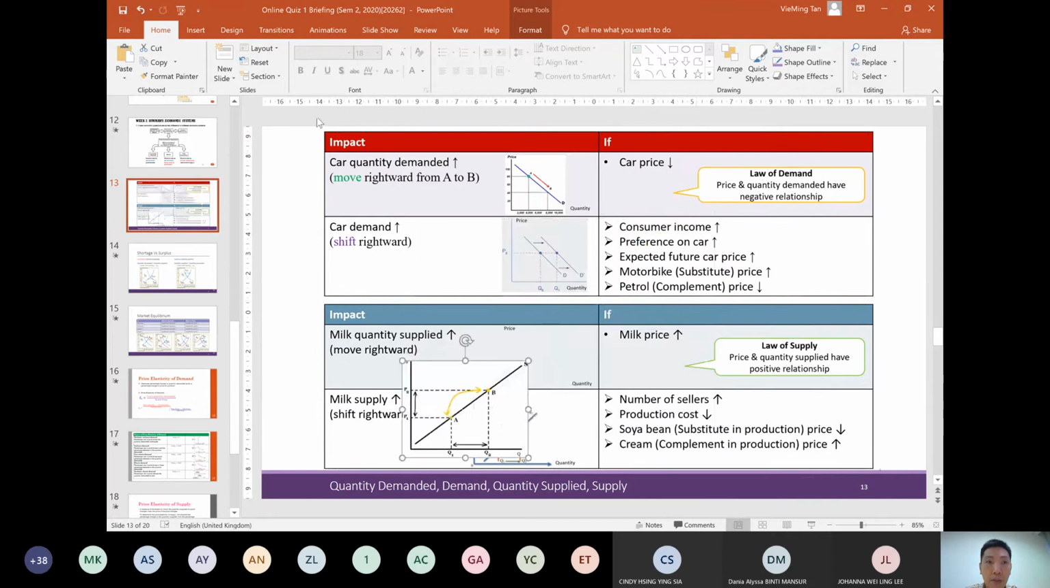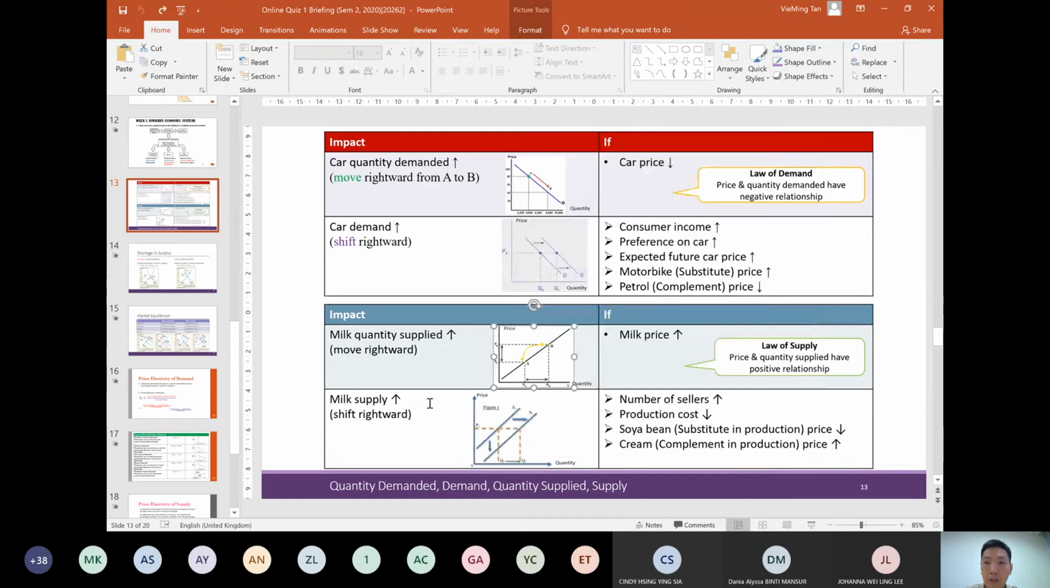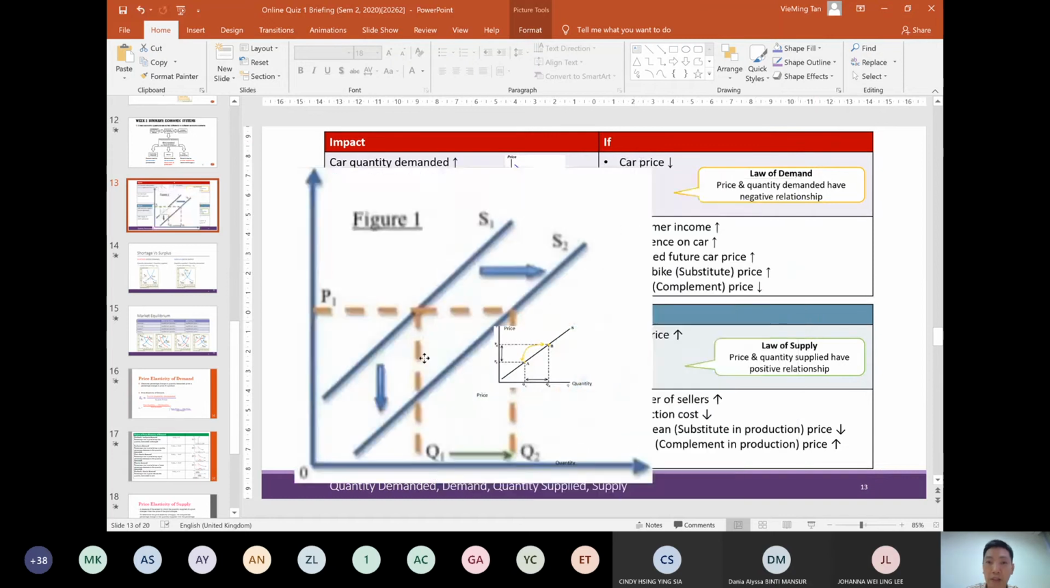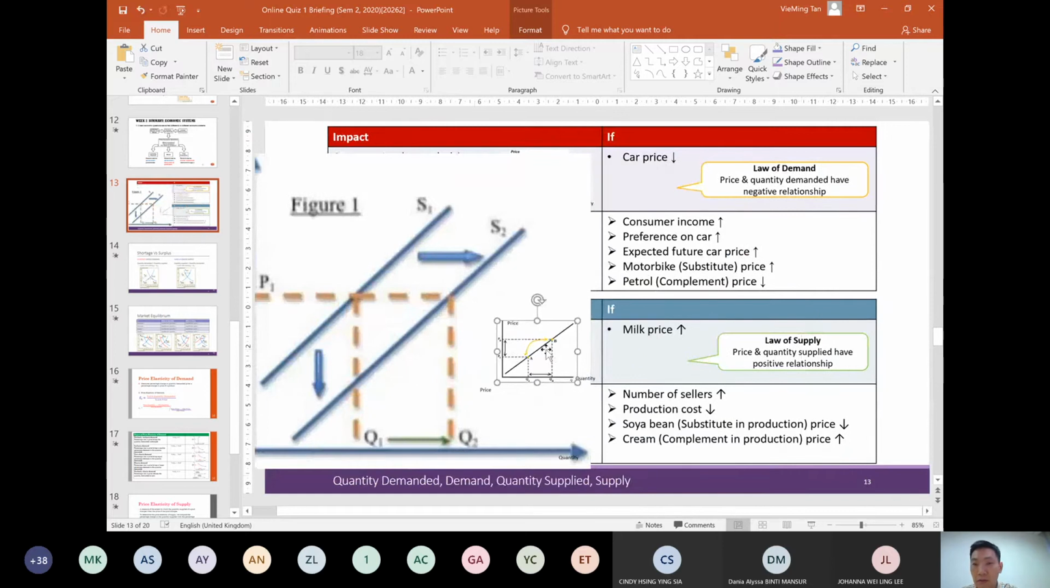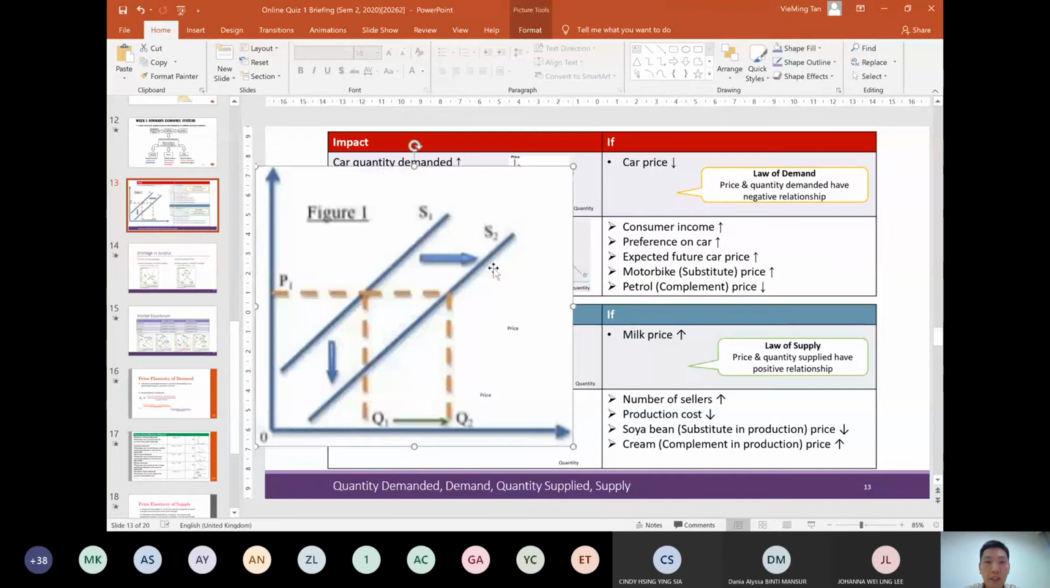So this one I will try to make it smaller. But in reality, the milk supply curve may shift to the right or shift to the left. This can happen in reality. This one I delete. The shift of the supply curve to the right hand side is due to the change in supply of milk. We cannot use the words quantity supplied anymore. We have to use the word supply, the change of milk supply.